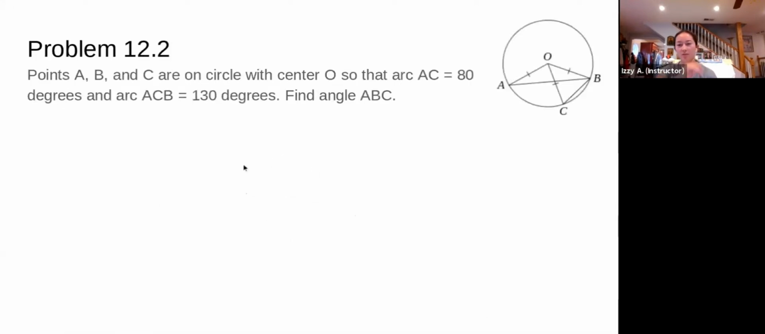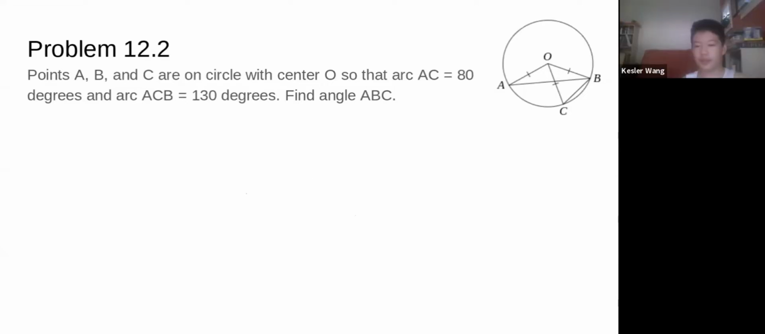Okay, so we have our first problem, problem 12.2. Points A, B, and C are on the circle with center O, so that arc AC equals 80 degrees and arc ACB equals 130 degrees. Find angle ABC. I'll give you guys some time to figure out this problem, and then we can go over it together.